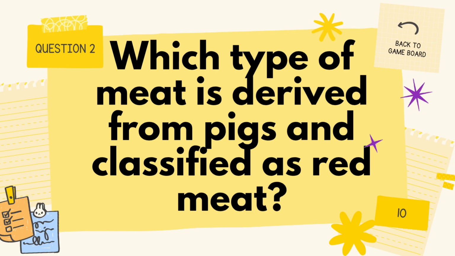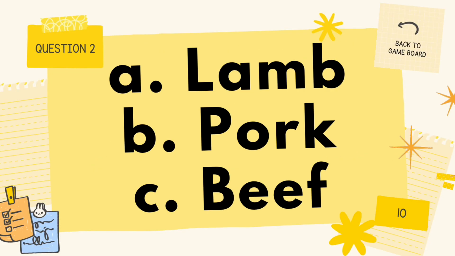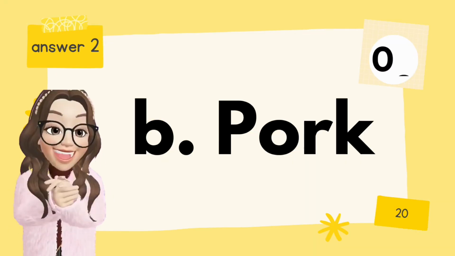Question 2. Which type of meat is derived from pigs and classified as red meat? A. Lamb. B. Pork. C. Beef. Answer B. Pork.